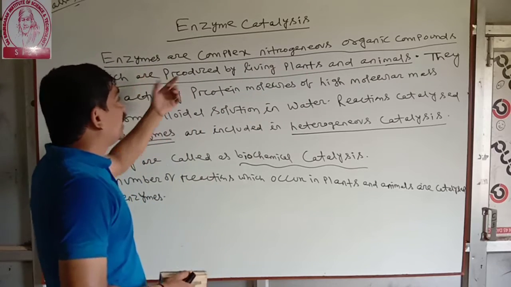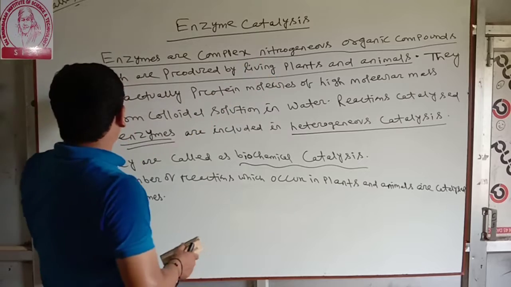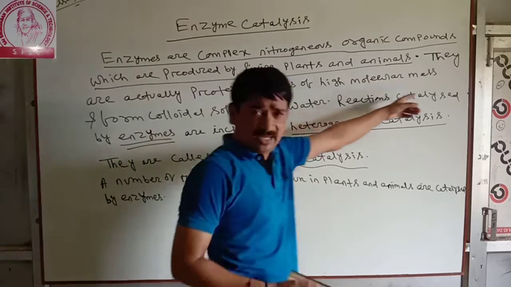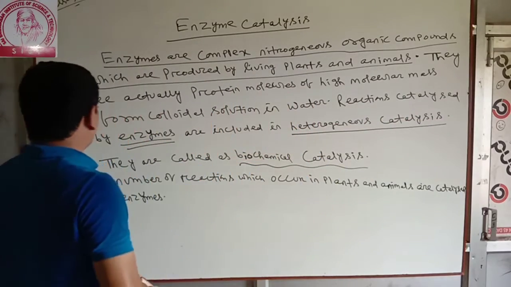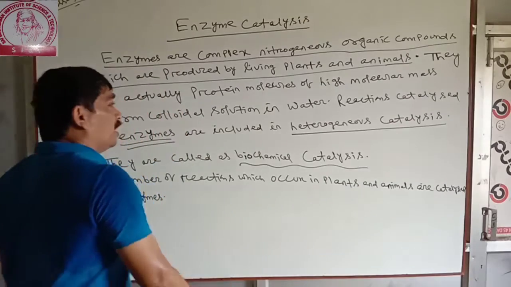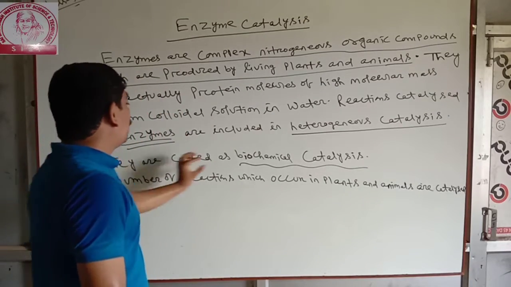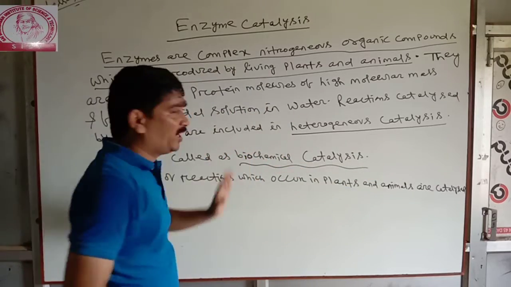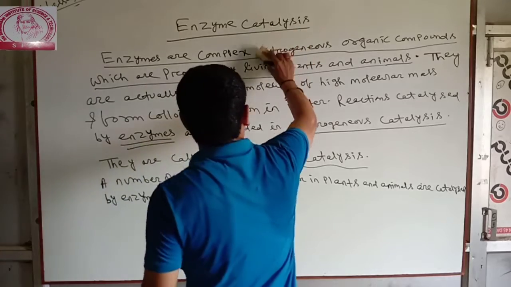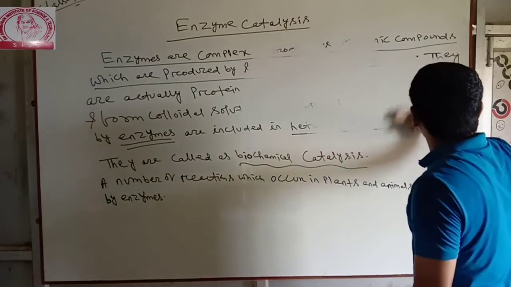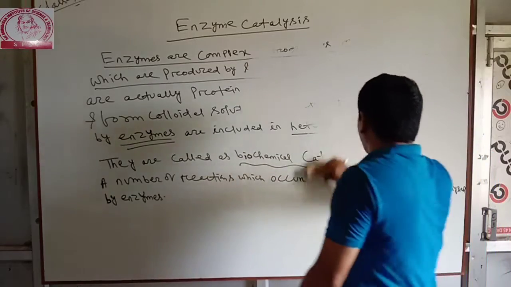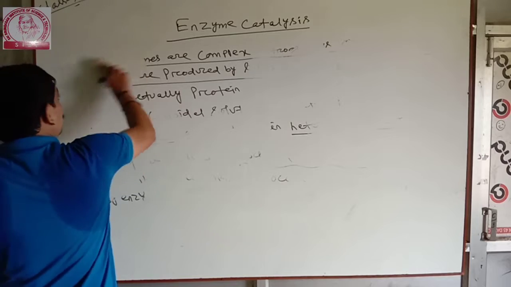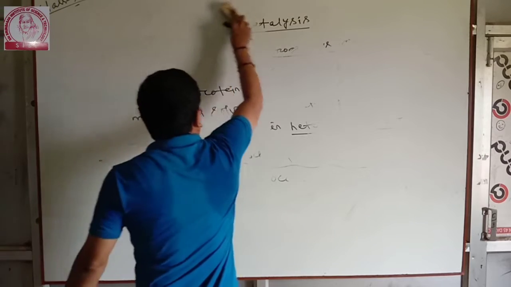Enzymes are complex nitrogenous organic compounds found in living plants and animals. Their molecular mass is high, and they form colloidal solution. And they are called biochemical catalysis. These two points you may write or may not; it is up to you. So next is the mechanism behind enzyme catalysis.